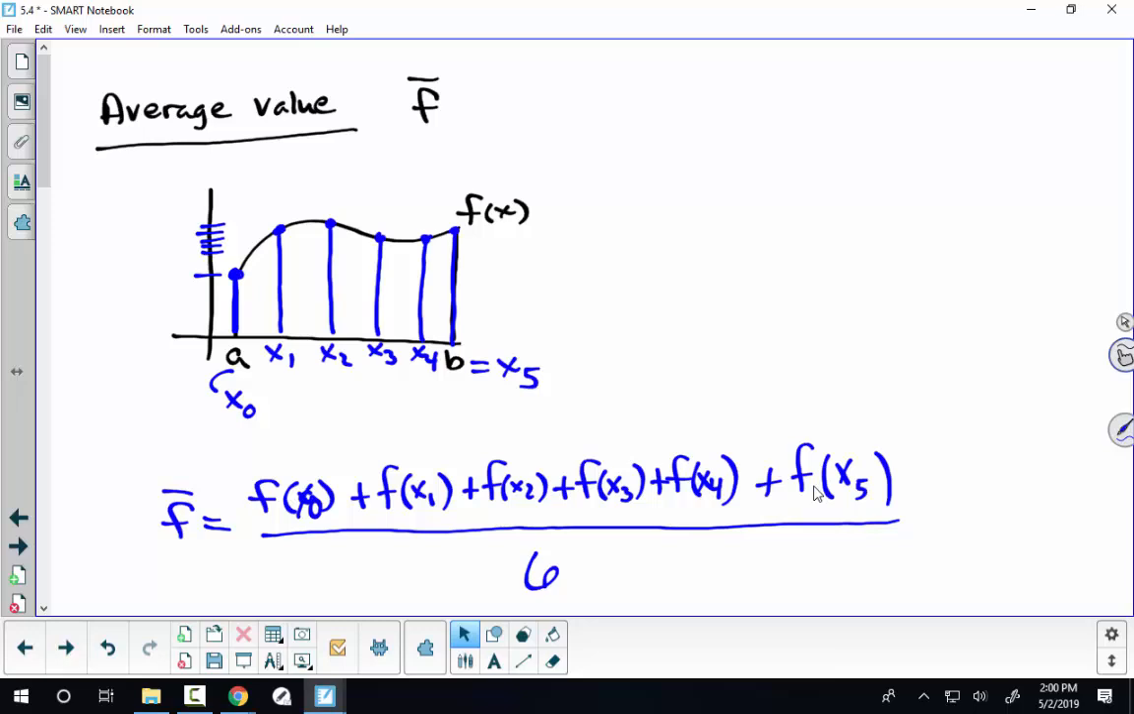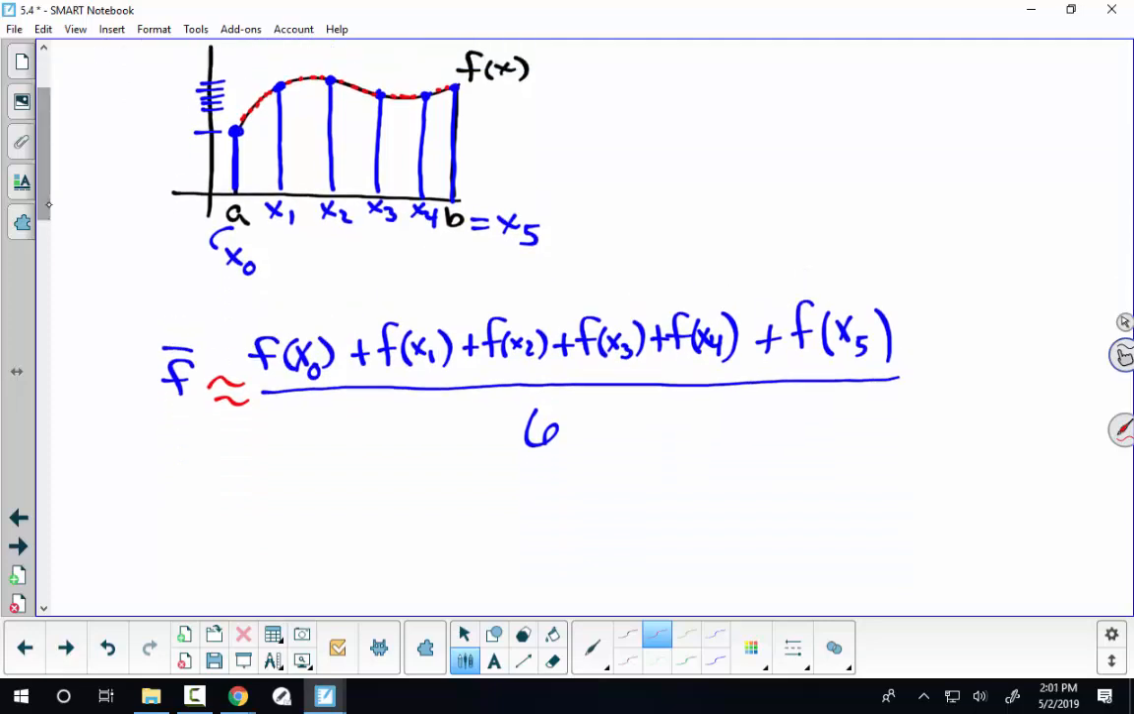Would that be an exact average? No, we only used 6 values. How could that be exact? Because we've got all of these other y values we neglected. So the average value is approximately that, but this gives us a little more insight into how we want to approach finding the average value of all of those y values.